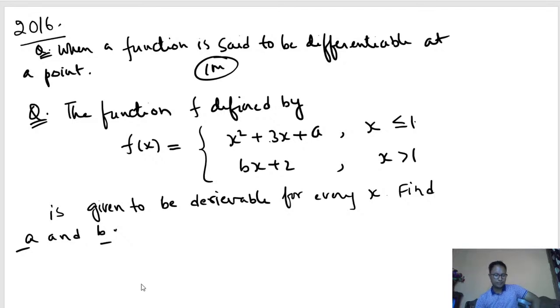We need 3 equations for 3 unknowns, 2 equations for 2 unknowns. What is the clue given here? The clue given is that the function is derivable. So we will use the concept of derivability, right? Okay.